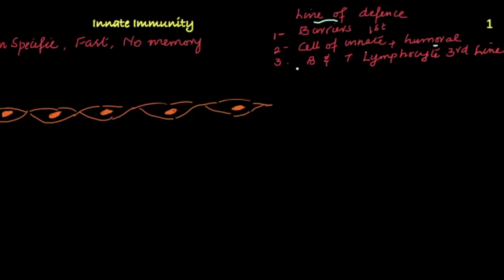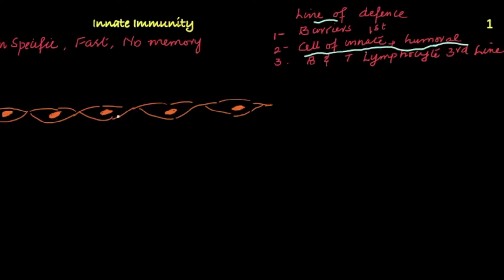And the third line of defense is B lymphocytes, T lymphocytes, and of course plasma cells and antibodies. So that's the third line of defense, the adaptive system. So you think below this line is the adaptive immune system. Above this line, the first two barriers are part of the innate immune system. Now let's start with the barriers first.